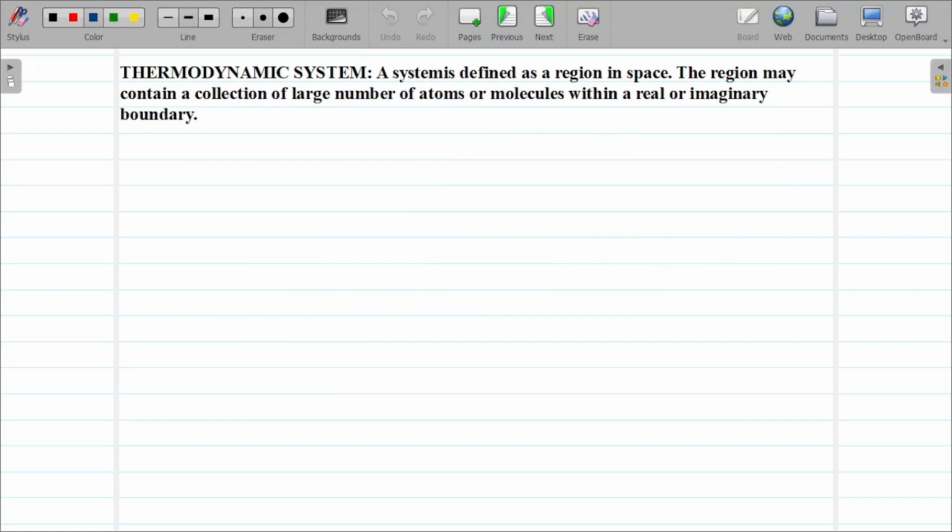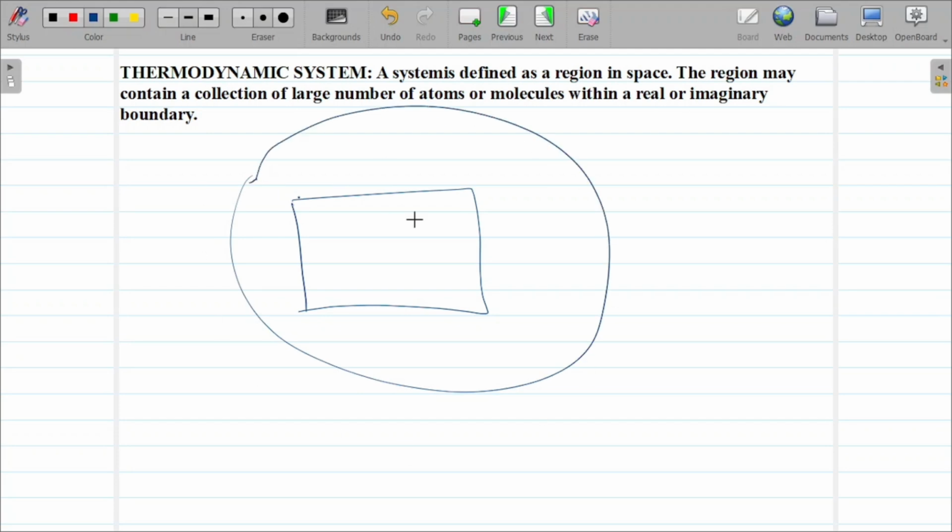Next, thermodynamic system. So let's consider a system. A system is defined as a region in space. In space means some surroundings. In this space, I have some system. This region may contain a collection of a large number of atoms or molecules within a real or imaginary boundary. It might be a container or just an assumption.